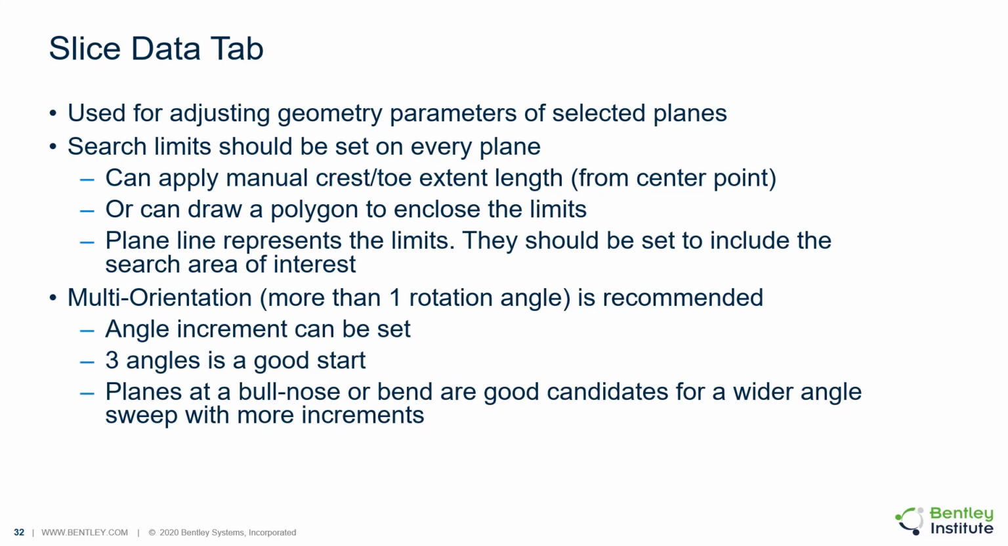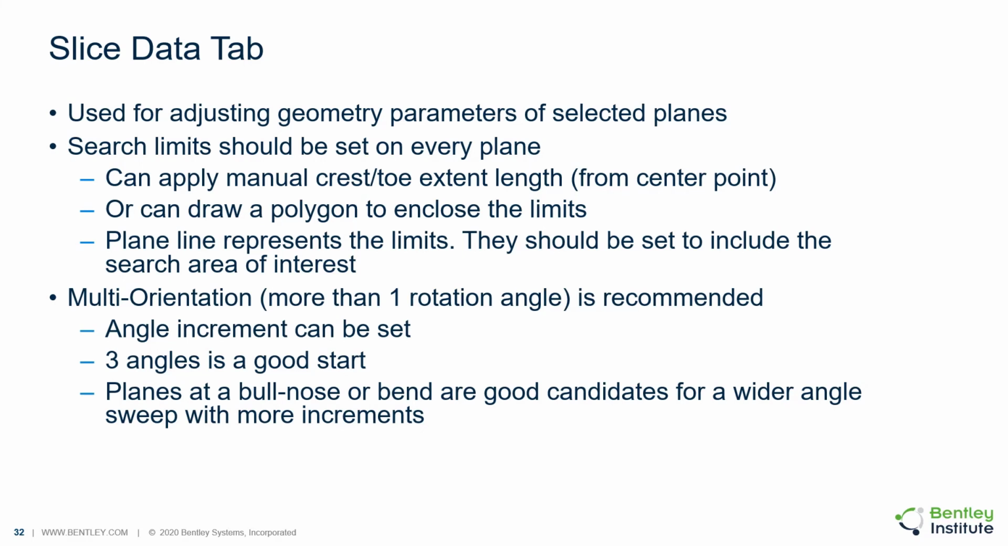The Slice Data tab is used for adjusting geometry parameters of the selected planes. The user can set the search limits on each plane, which limit the extent to which trial slip surfaces will be selected. Selected planes should include the search area of interest on the slope. By default, the method picks the most downhill direction at each point in the slope.